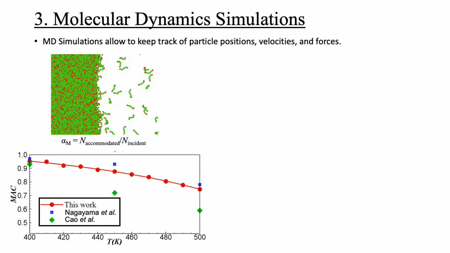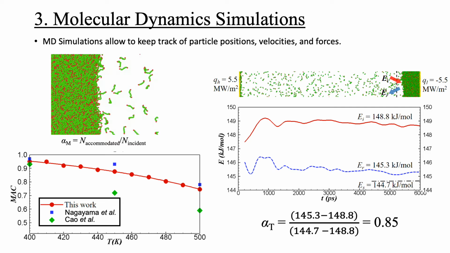In order to obtain an accurate measurement of the MAC, incident gas molecules traveling towards the liquid surface are tracked in order to determine if they are accommodated or directly reflected from the surface. Our measurement of the MAC at different temperatures has been consistent with other published results on the topic.